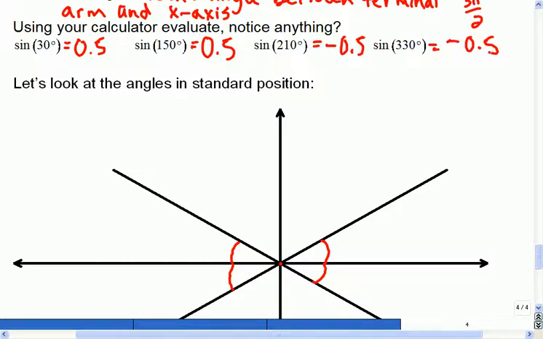Okay. So it looks pretty obvious, but what do you notice about these 4 answers? 4 different angles. What's so similar about them? What do you think, Adriel? What's so similar about those answers? They're all 0.5, either plus or negative. So the only thing that changed was the positive or negative. The answer was the same.